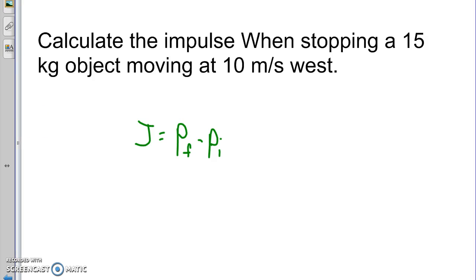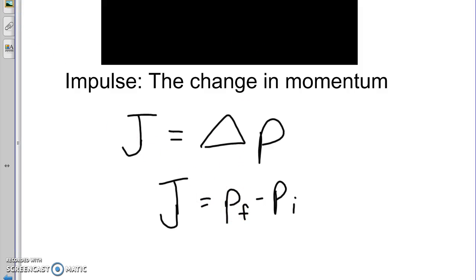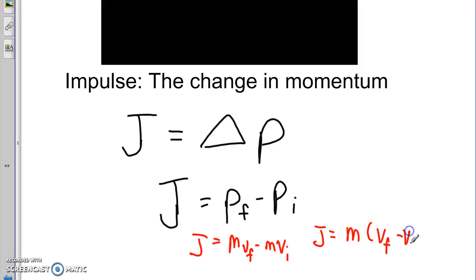And actually, let me go back real quick, because once you have this, you could write this out even further. You could say, okay, well, I know momentum is mass times velocity, right? So you can say m v_f minus m v_i. And then you can even go one more step, because the m's are the same. And so you get impulse is going to be m times (v final minus v initial). So this is also a valid way to write it.